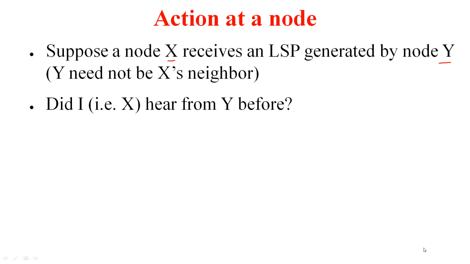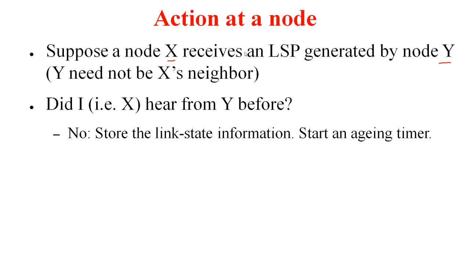So the first thing node X does is check whether it had heard from Y before. Suppose it did not hear from Y before. What should it do? Basically, it needs to store the information because this is new information that it is getting. And as I mentioned earlier, it needs to time each of these entries. So it starts an aging timer. What if X had already heard from Y before?